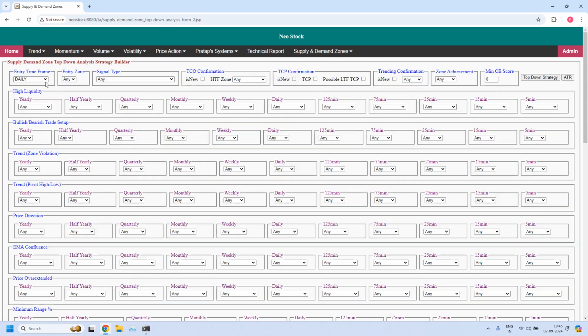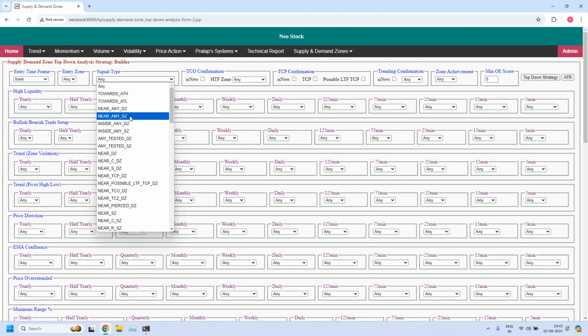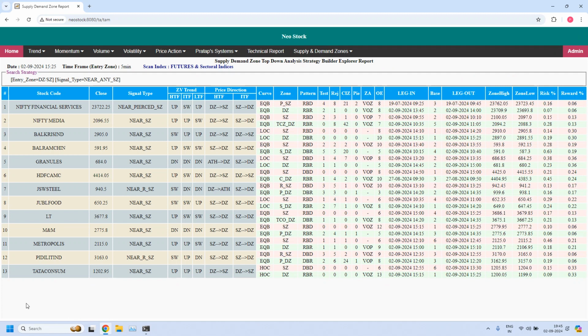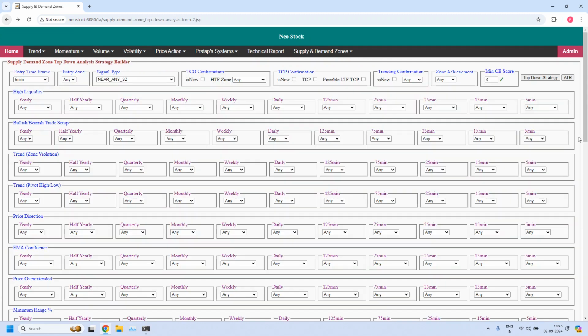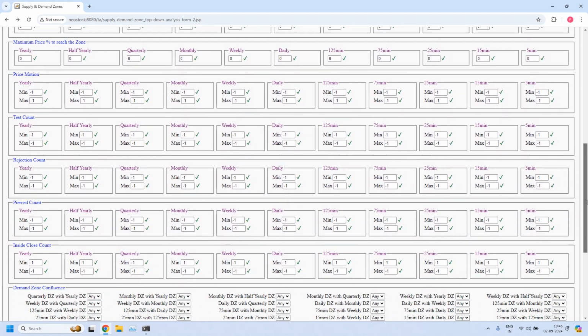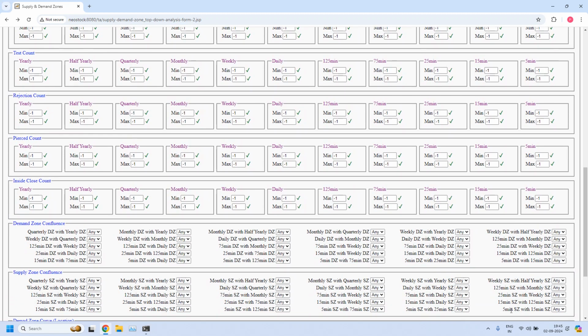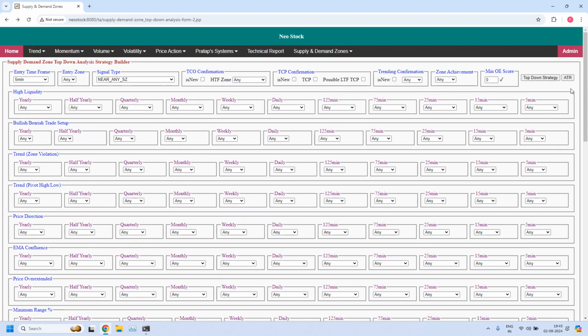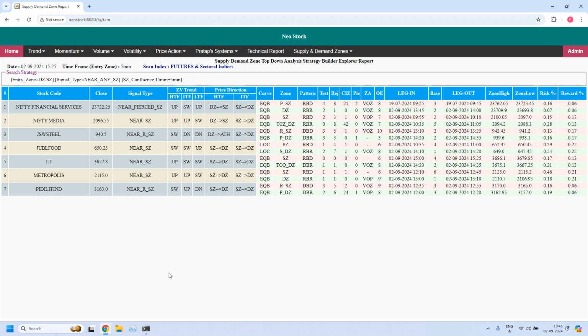Okay, in the next report for daily, for 5 minutes time frame, let us find the stocks near 5 minutes supply zone. Okay, 13 stocks are filtered. So taking trades directly on the 5 minute zones is high risk. So let's verify whether any of these stocks are having confluence with 15 minutes time frame. Supply zone confluence. So this 5 minute supply zone with 15 minute supply zone, we are enabling LTF and ITF confluence. 7 stocks are filtered.